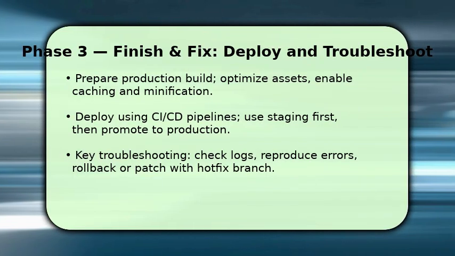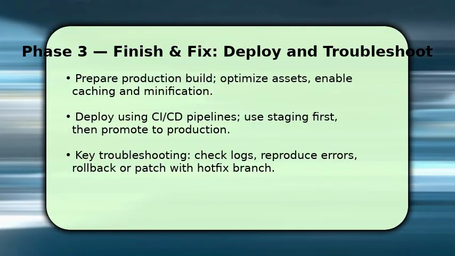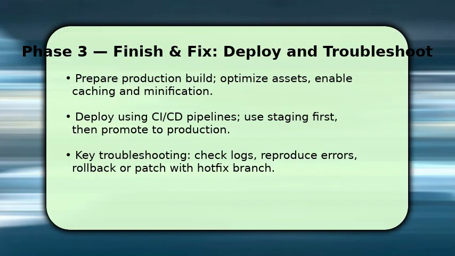If something breaks, check server and client logs immediately, reproduce the issue locally or in staging, and apply a hotfix on a separate branch if needed. Make sure to communicate rollback plans.